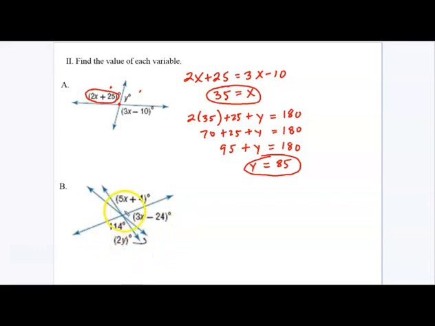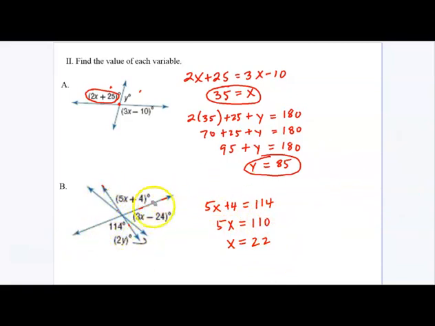We have vertical angles again. So just to illustrate, this angle is vertical with this one, which means they are congruent. So I can set 5x plus 4 equal to 114. 5x is equal to 110. So x is going to be 22.